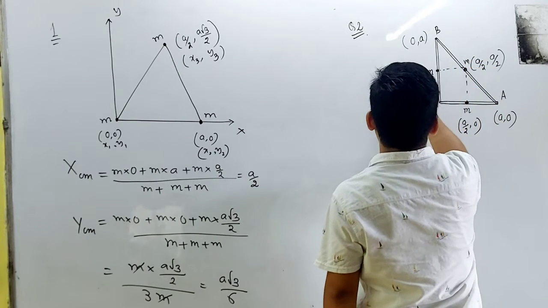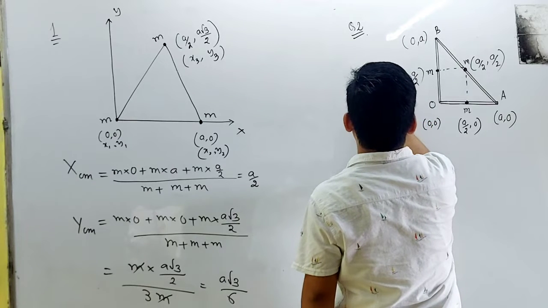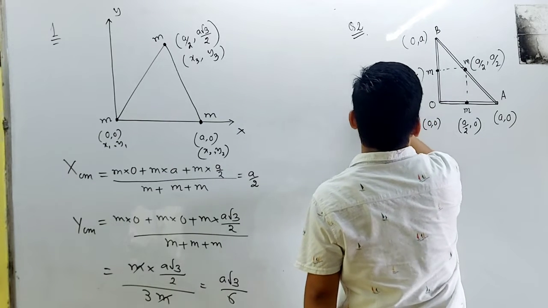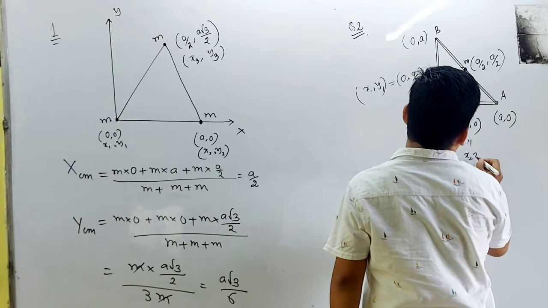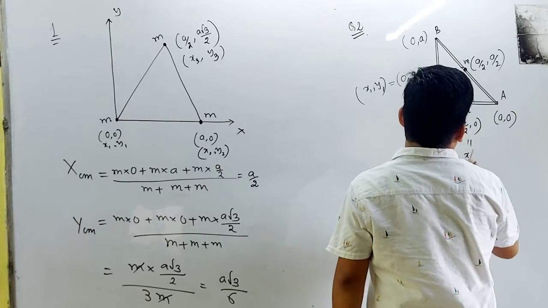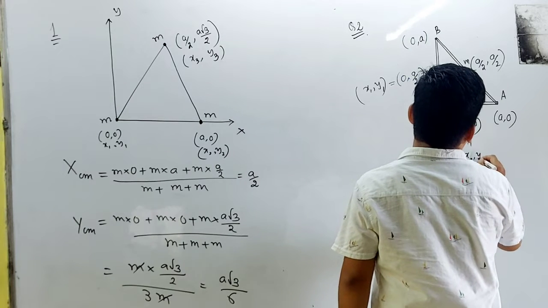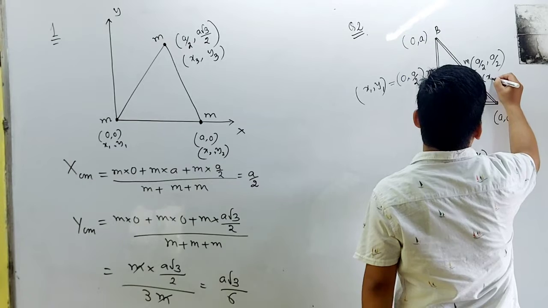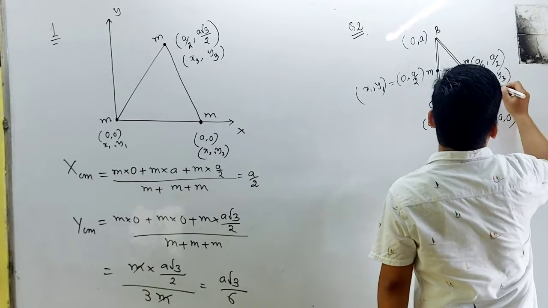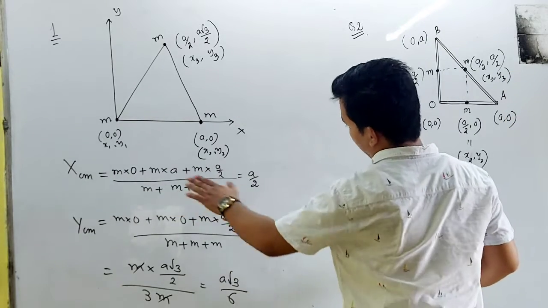We have 3 point masses, M over here, M over here, M over here. Let us consider this to be equivalent to your x1, y1, and this is equivalent to x2, y2, and this is equivalent to x3, y3.